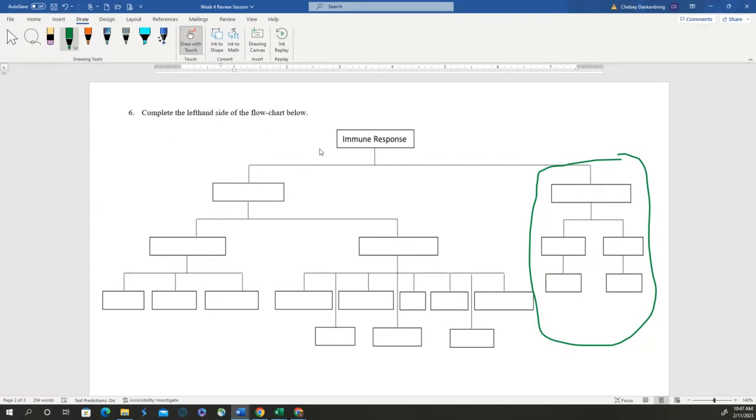So this was from non-specific immunity. So we're going to talk about this part next week. Currently, right, we're over here with our non-specific immunity.